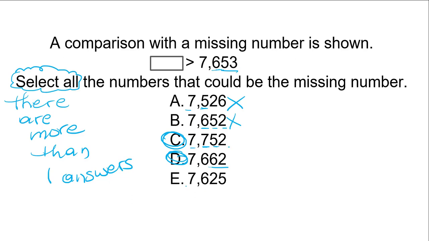Let's see, Gator, would you go for 7,625? He says no. You know why? Because he's got a 600 here. He's got a 600 there. But he's got a 25 here versus a 53. Why would he want to go for a 25 when he can have 53? Nope, not it. So our answers are C and D.